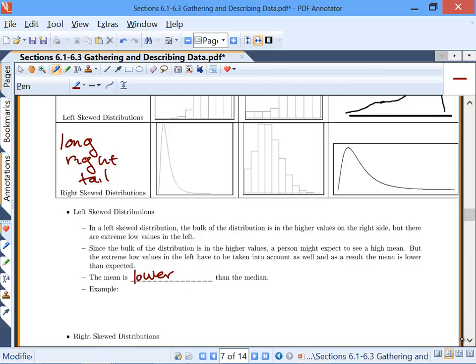So let's think for a while. Can you think of an example of something that would have a left skew distribution? Something in real life where you'd have a bunch of high values and a few really low values. Sure, there's lots of different things we can come up with, so just think for a second. Can you think of something that would have this?